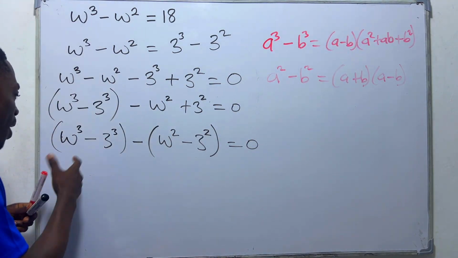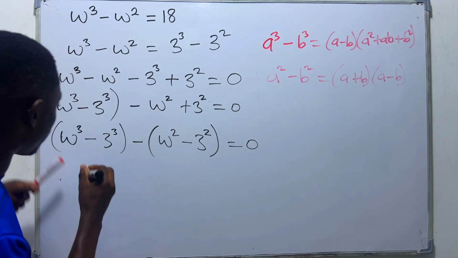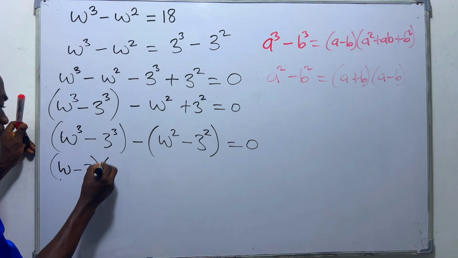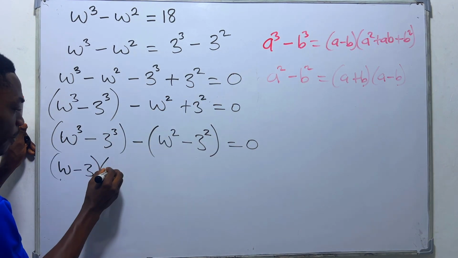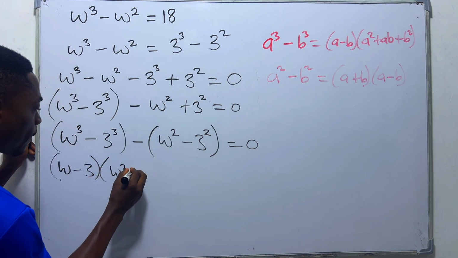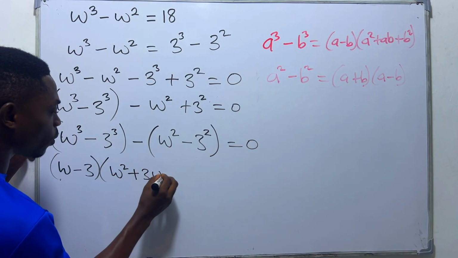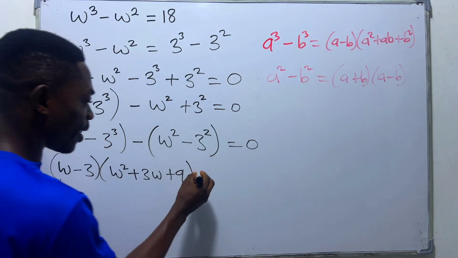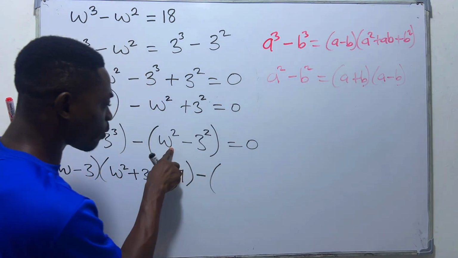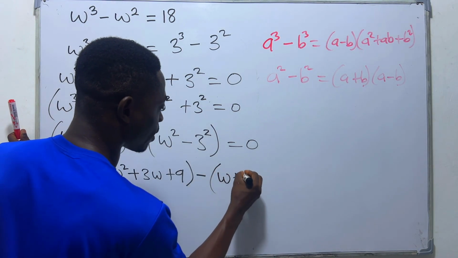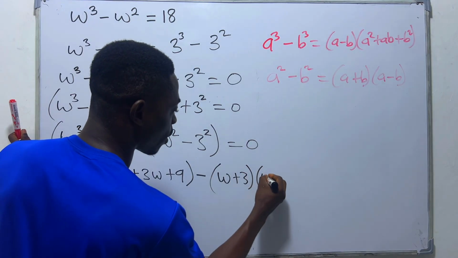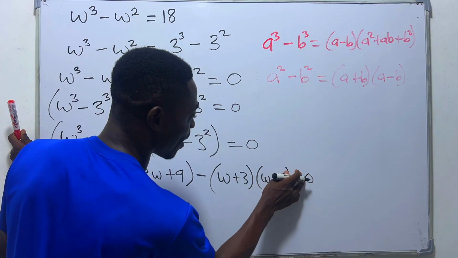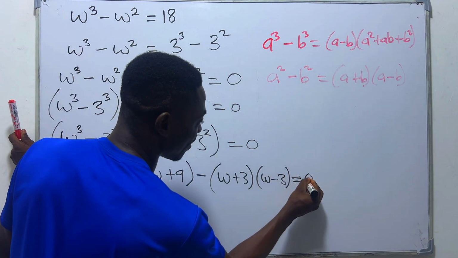So let's go. Now, the difference of 2 cubes. This is going to be w minus 3 multiplying w squared plus 3w plus 9. This is what we are getting. Then over here we have minus, then difference of 2 squares, which will be w plus 3 times w minus 3. And this is equal to 0, right? This is precisely equal to 0.